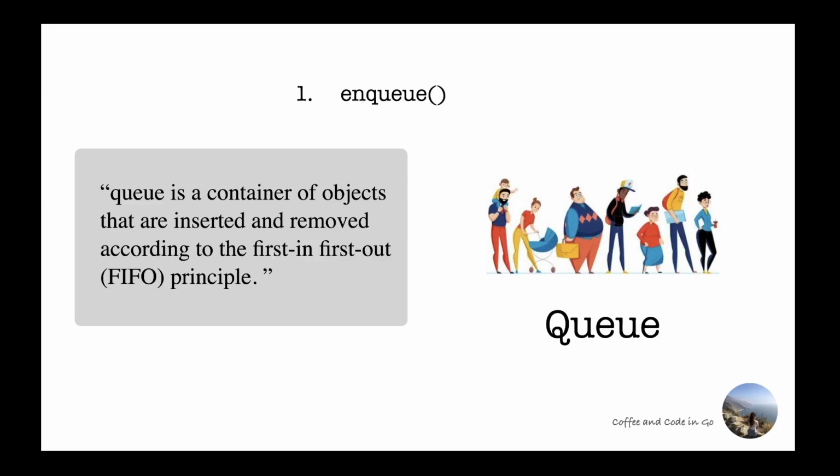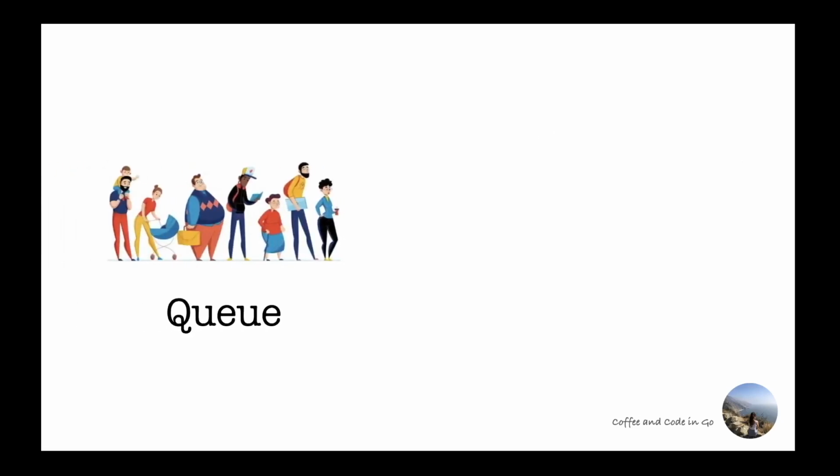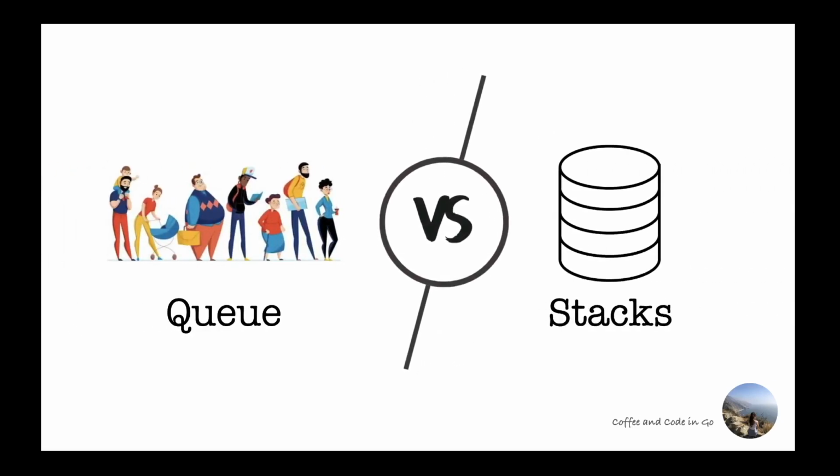Firstly, enqueue, which means to insert an item at the back of the queue, or offer or add in Java, it's the same thing. Secondly, dequeue, which means removing an item from the front of the queue, or poll or remove in Java. We can see that the difference between stack and queue is in the removing. In the stack, we remove an item that is most recently added, while in the queue, we remove the item that was first added.